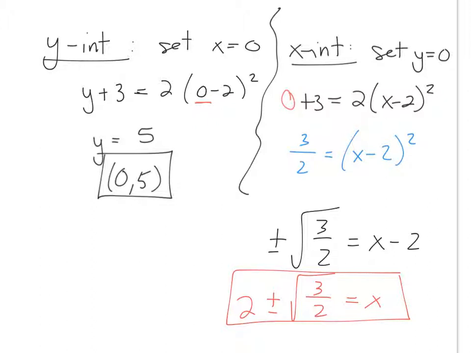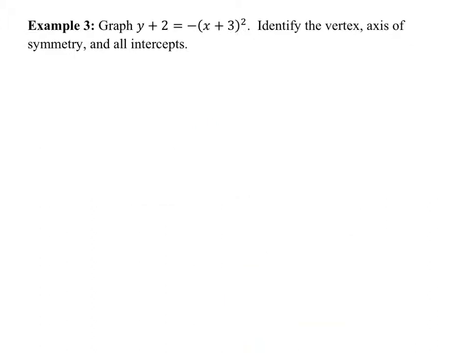You're welcome, Chandler. All right, so in example 3, we'll have this in front of us. I'm going to read as we talk. So we have graph y plus 2 equals negative quantity (x plus 3) squared. So graph it. And then part 2, identify the vertex, the axis of symmetry, and all intercepts. So a similar problem, but now we want to actually see what the graph of this looks like.